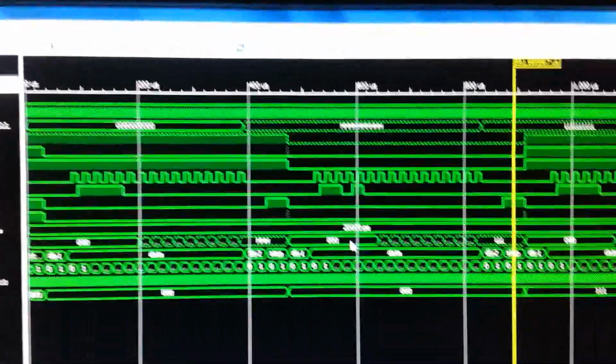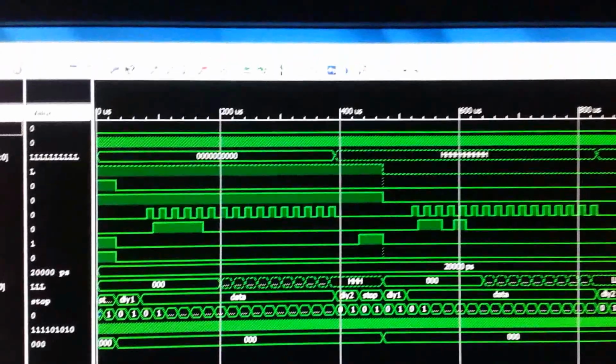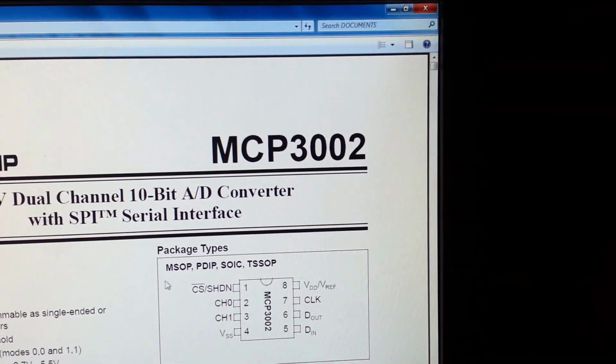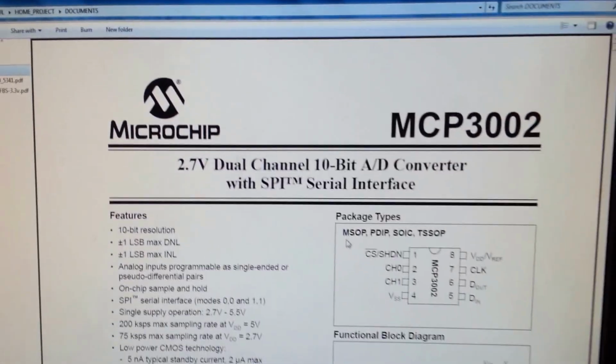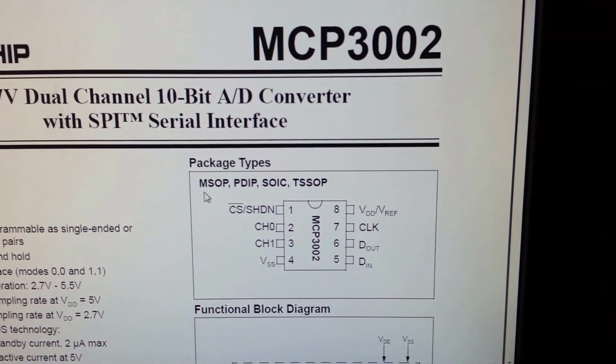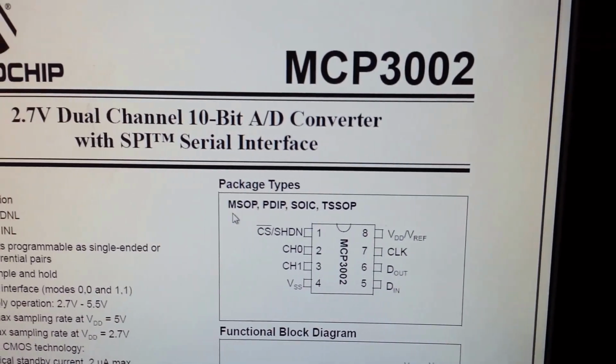So the device that I have here is the MCP3002, which I picked up off of SparkFun. It has a couple channels, so you could measure a couple different analog inputs.